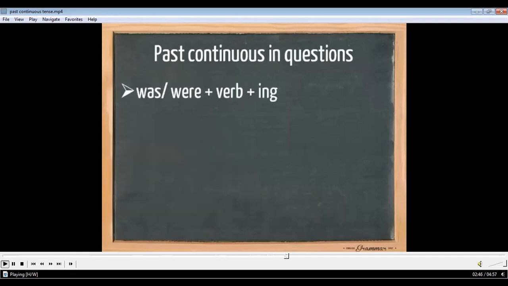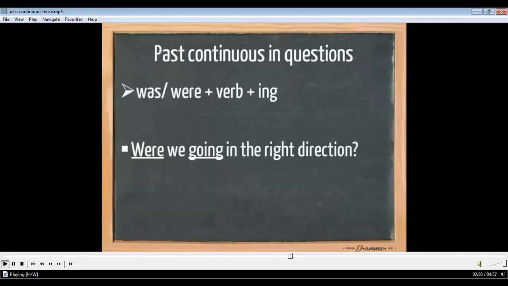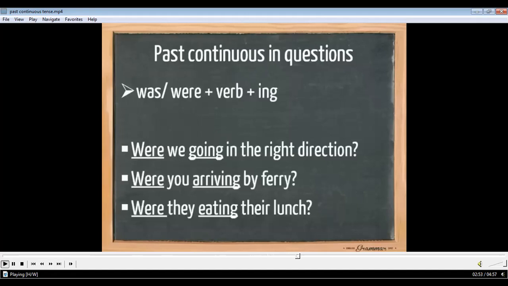And for the plural forms, we do the same. Were we going in the right direction? Were you arriving by ferry? Were they eating their lunch?